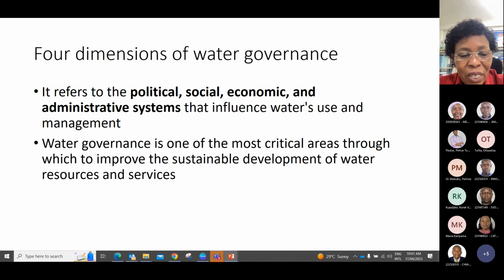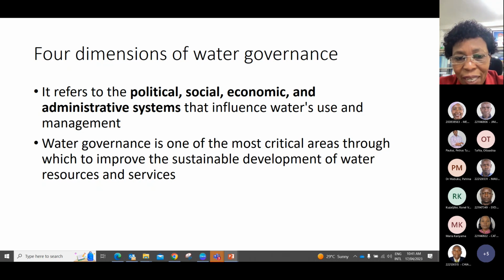There are 4 dimensions of water governance, as I said earlier on. The economic, but also administrative, and they influence water use and management. And water governance is one of the most critical areas through which to improve sustainable development of water resources and services. Based on the variables that I presented to you earlier on, I'm sure you can easily link good water governance and sanitation with sustainable development of water resources as well as services.